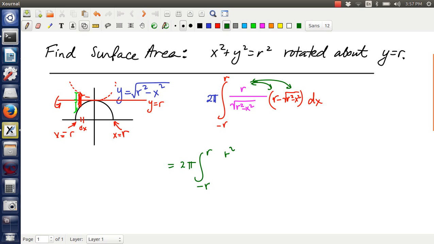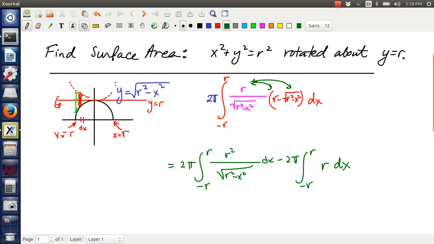I'm going to get r squared over r squared minus x squared, dx, and then I'm going to get minus of the other one, and then I'm going to get r squared over x squared. These guys are going to cancel out, and it's just going to be r. So yes, they're going to be dramatically different.